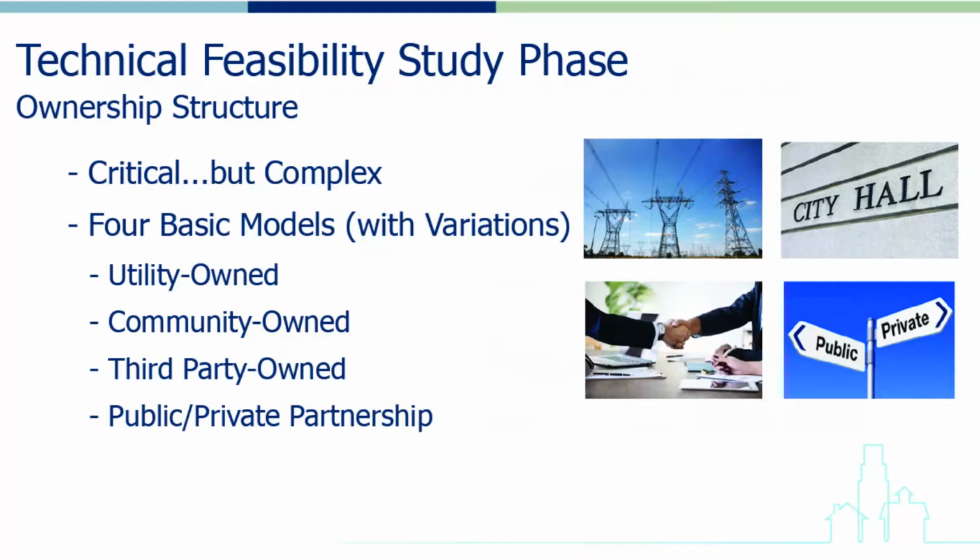All four ownership models have a range of variations and all are relatively complex, and new models are evolving in real time as the development and deployment of microgrids gains momentum. A key objective of the feasibility study is to identify the specific ownership model that works best for the circumstances in a given community and incorporate this model into the final microgrid development plan for the project.